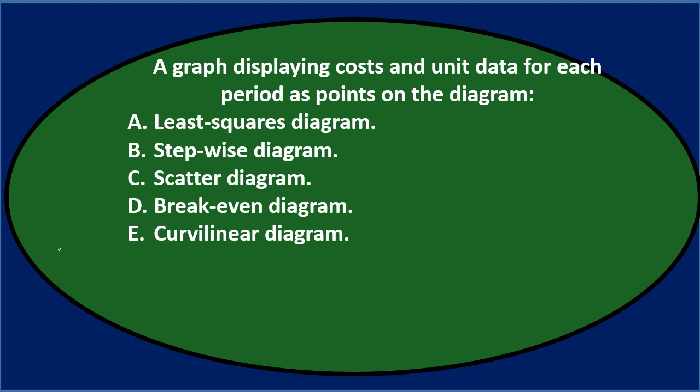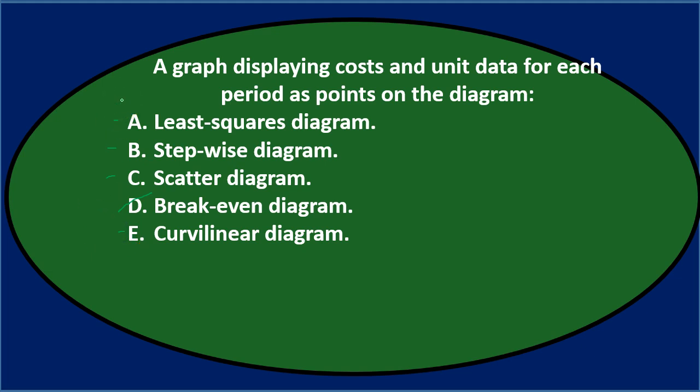A, least square diagram. We may have heard that term, so I'll keep that for now. B is a stepwise diagram. Again, that sounds familiar. I'll keep that for now. C says a scatter diagram. That sounds kind of familiar. D says a break-even diagram. Break-even is usually a break-even point. A diagram, we probably haven't heard as much of a break-even diagram. I don't think it's that. And E says a curvilinear diagram. That's probably one we've heard, so I'll keep that one.